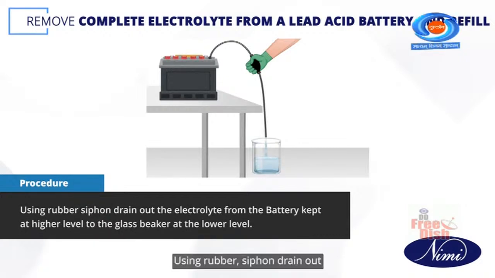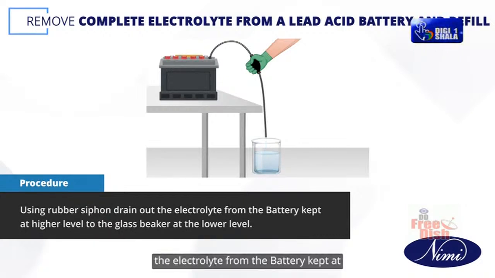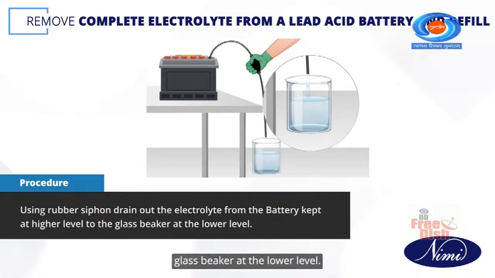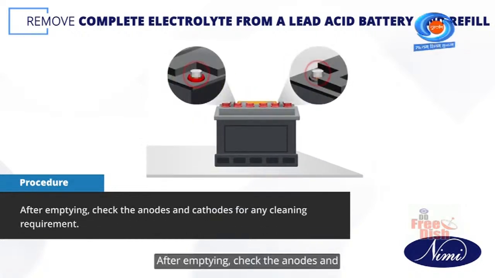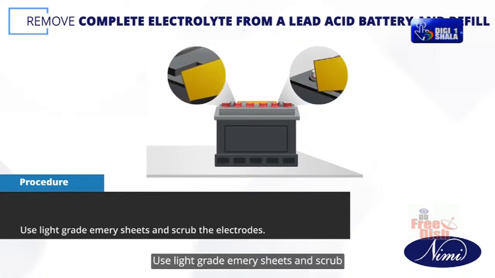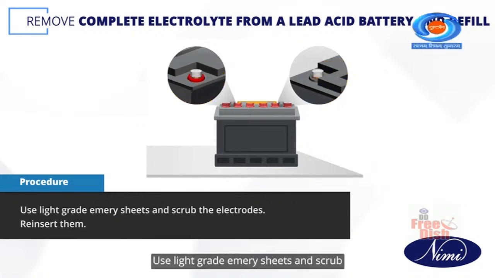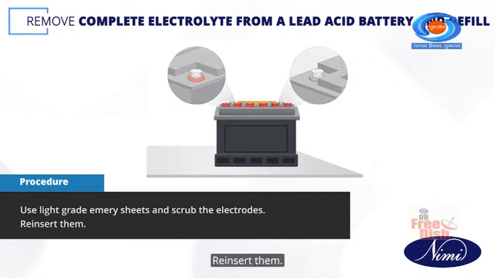Using rubber siphon, drain out electrolyte from the battery kept at higher level to the glass beaker kept at the lower level. After emptying, check the anodes and cathodes for any cleaning requirement. Use light grade emery sheets and scrub the electrodes. Reinsert them.